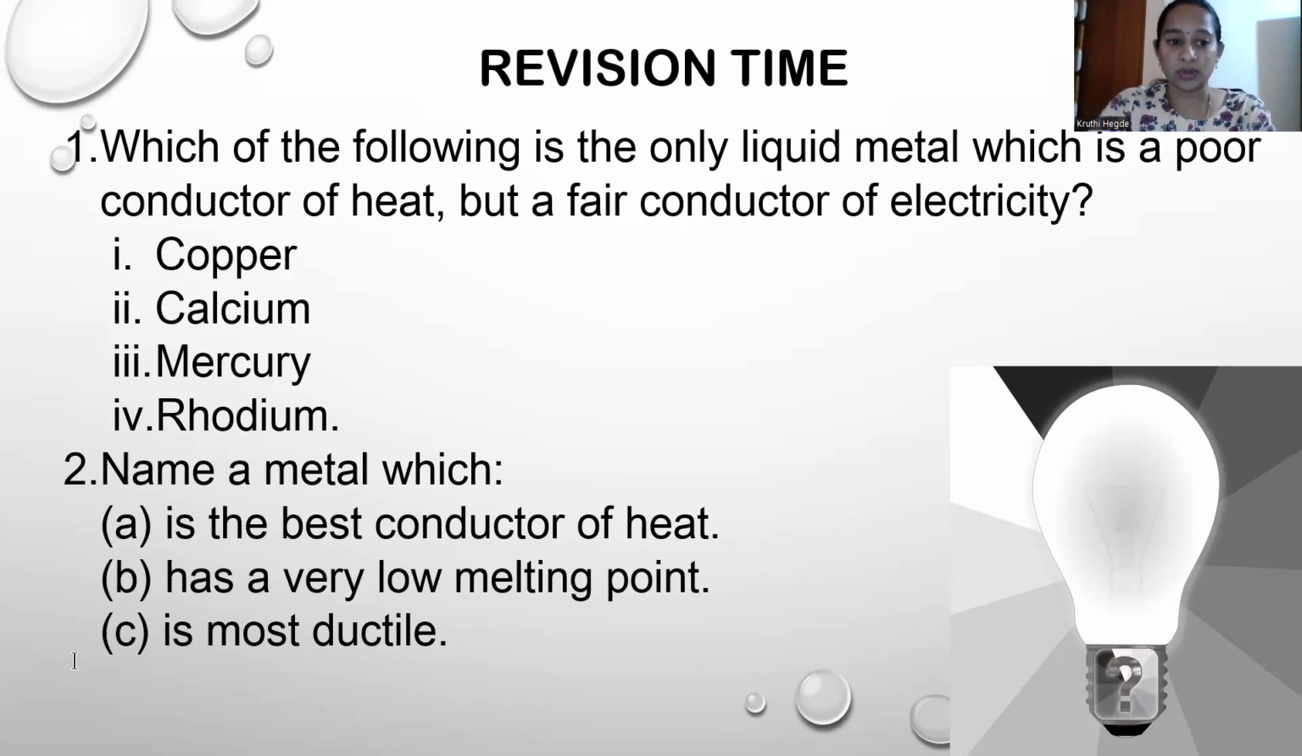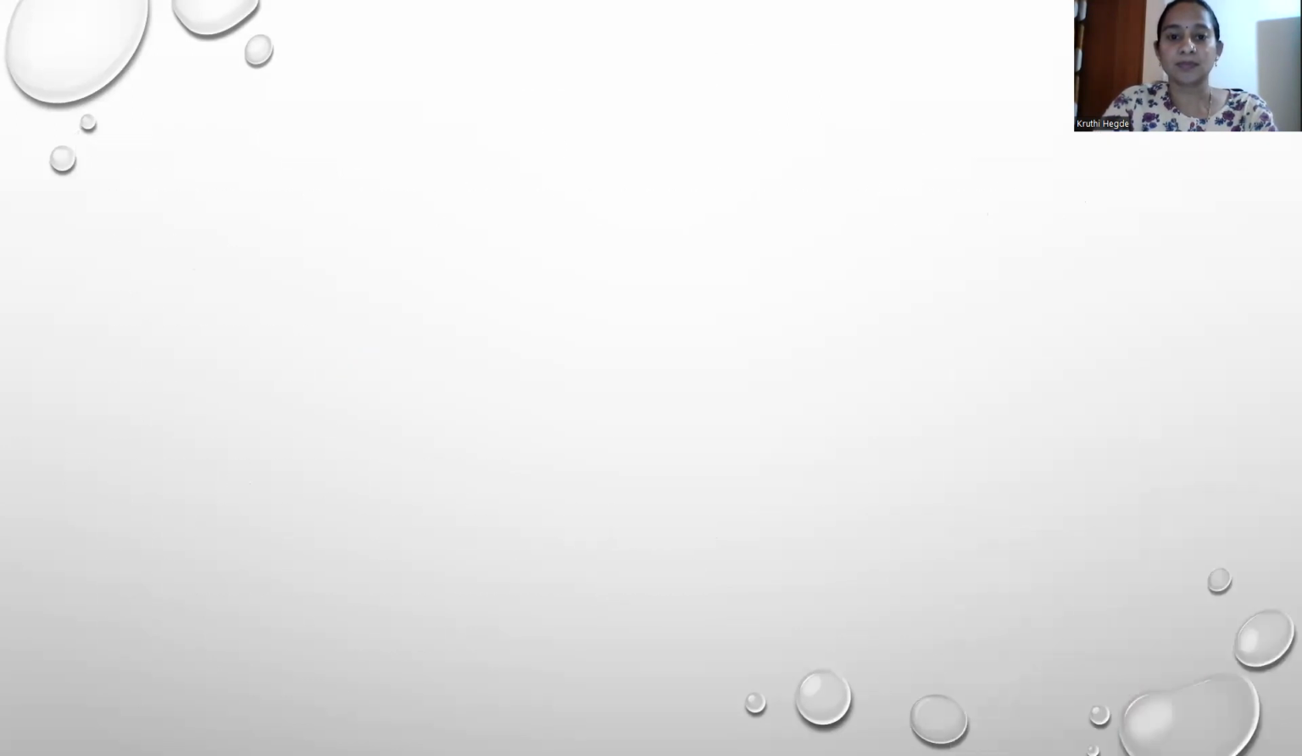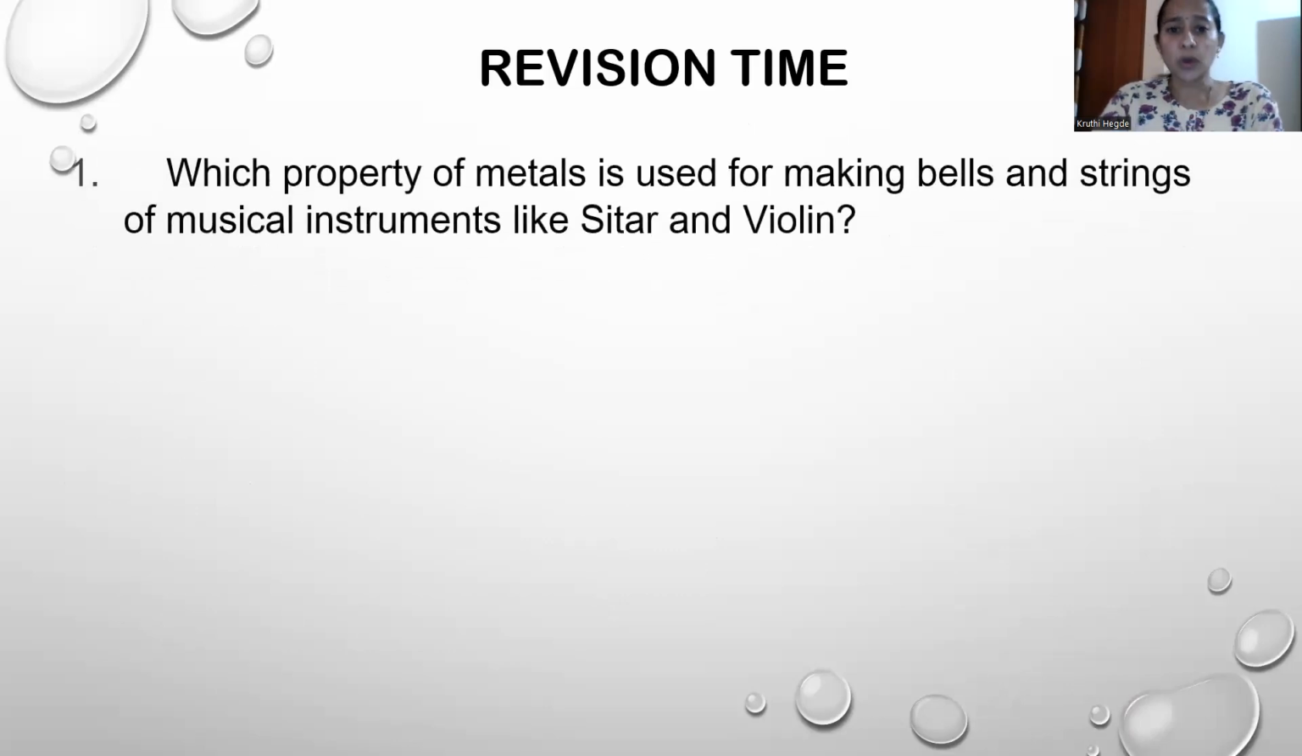Fine, let's go further. There are a few more questions to be answered. Which property of metals is used for making bells and strings of musical instruments like sitar and violin? Violin and sitar use metal components which produce beautiful music or beautiful sound. Okay, pleasant sound we can say. So, which property is used?